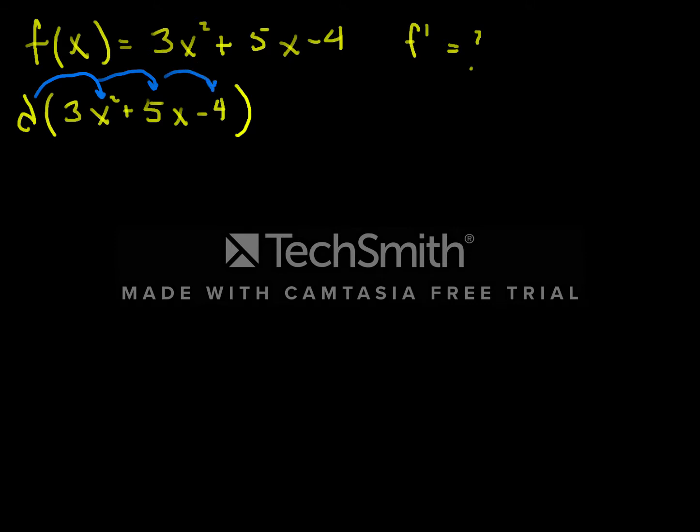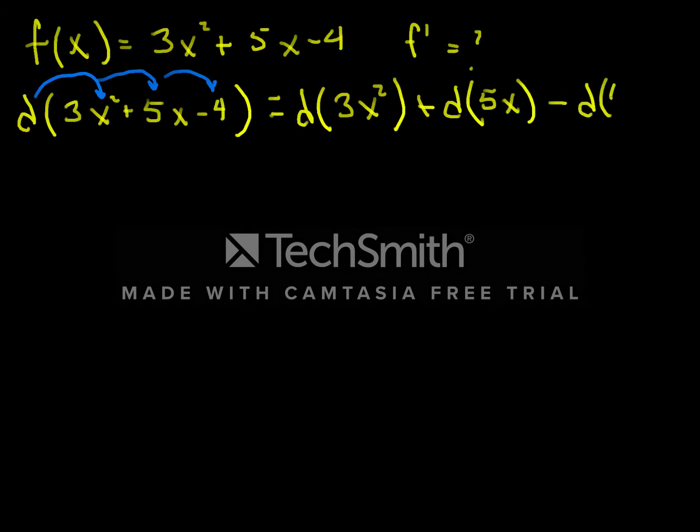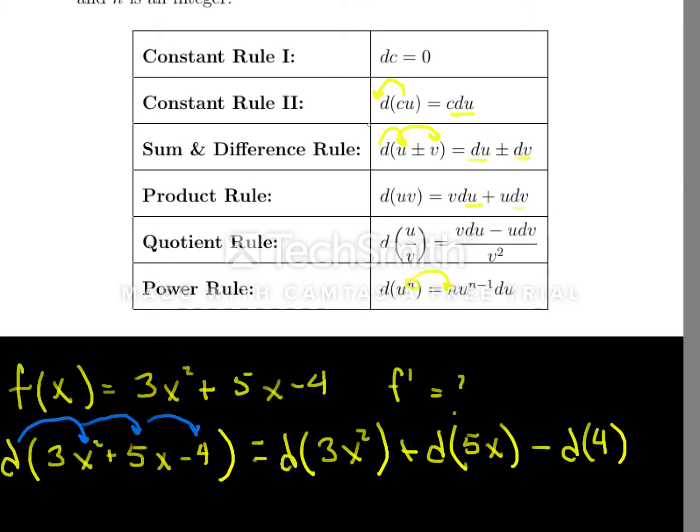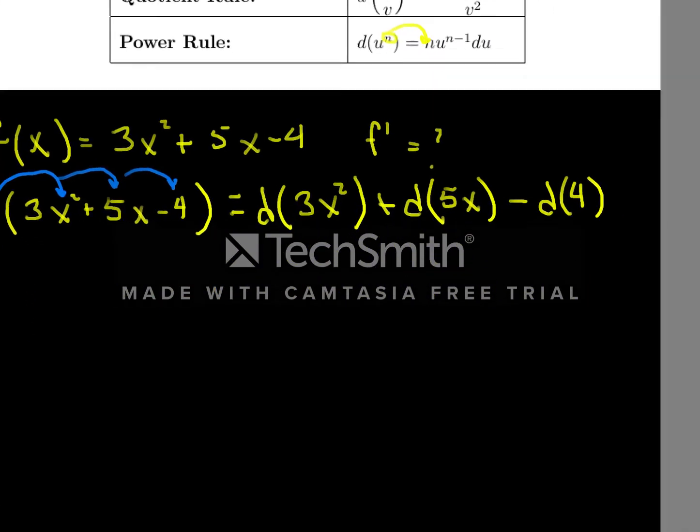which means I can rewrite this expression as the differential of 3x squared plus the differential of 5x minus the differential of 4. Right? So I've just distributed across using my sum and difference rule, which I said we can imagine as the differential distributes across addition and subtraction.